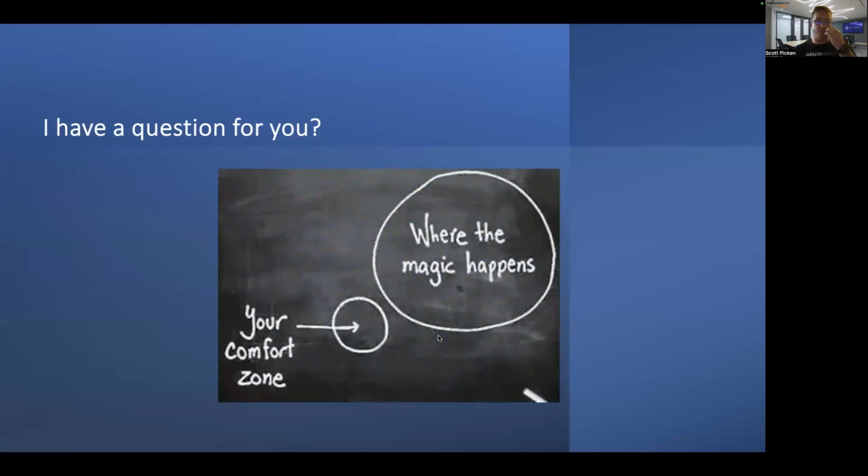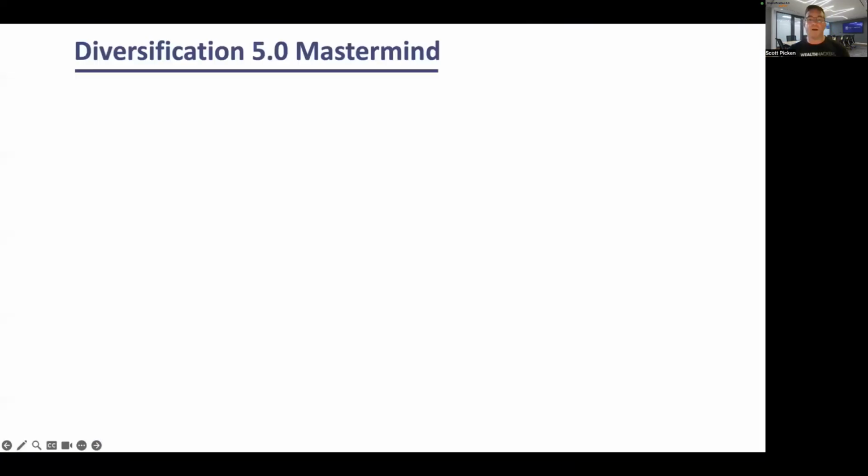So again, I showed you this yesterday. Here's your comfort zone. And if it sounds too good to be true, that's your brain playing with you. That's your internal and external beliefs. Because ultimately, I am here to challenge you, to get you to where the magic happens. So that's what the mastermind is all about.